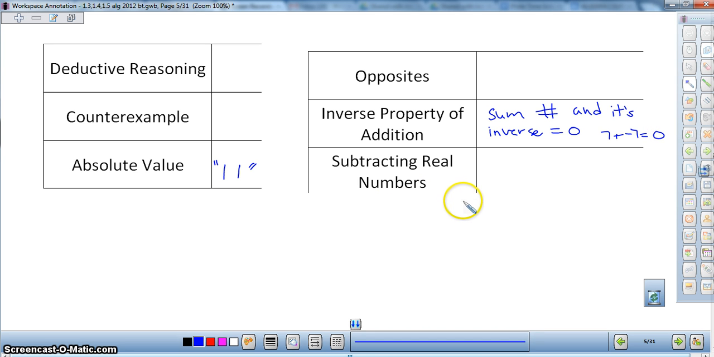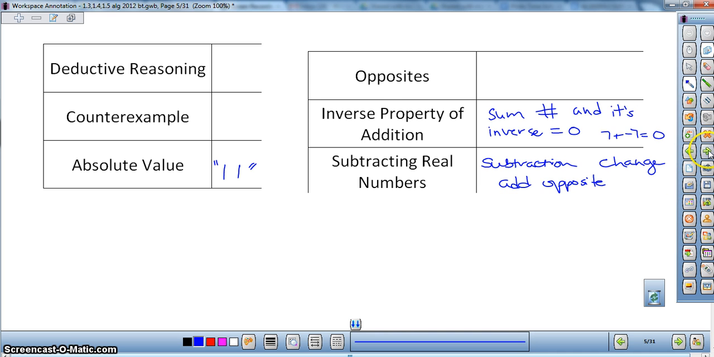And subtracting real numbers, the key thing that we want you to be thinking about anytime you subtract is that subtraction changes to adding the opposite. Subtraction is always going to change to add the opposite. I know you did this quite a bit last year in pre-algebra, and we're going to continue that. But remember that if we want to have it in simplest form, sometimes we might use subtraction instead of plus the opposite.